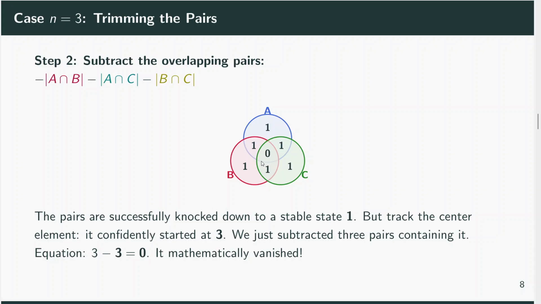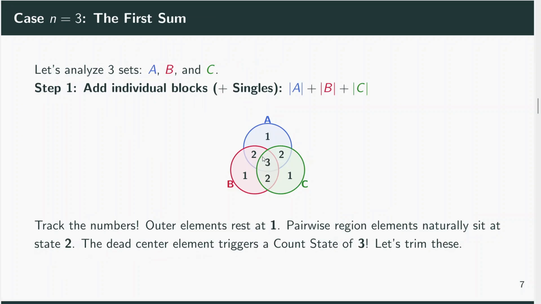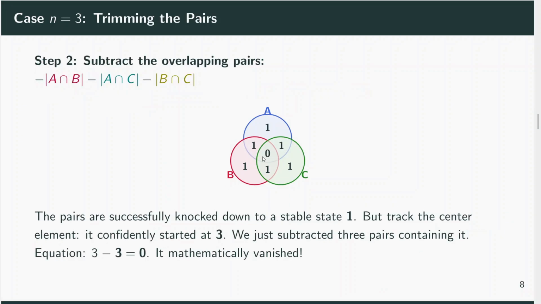But now we need to check on the center. The center element started at count state 3 after step 1. What do the 3 subtractions do to it? The center element lives inside A intersect B. So when we subtract A intersect B, the center element is included in that subtraction. Its count state drops from 3 to 2.